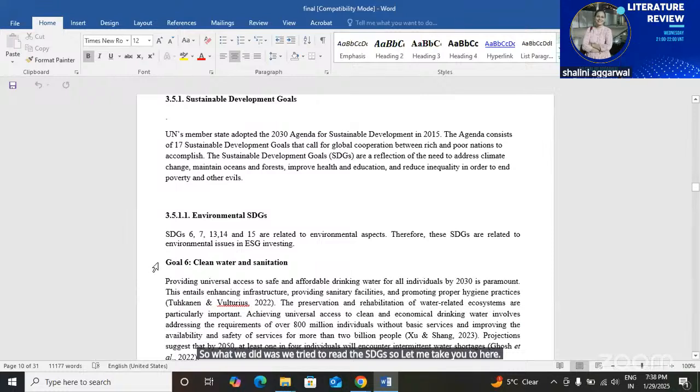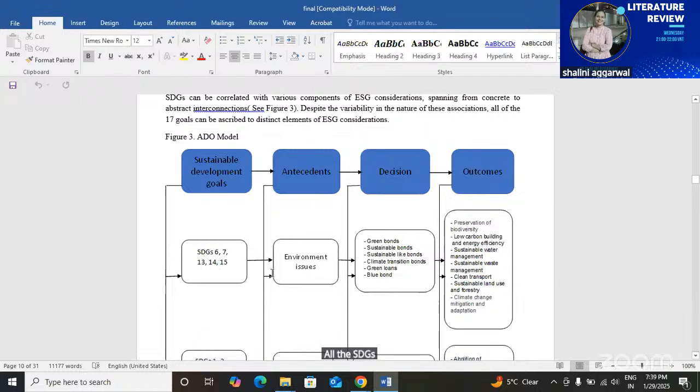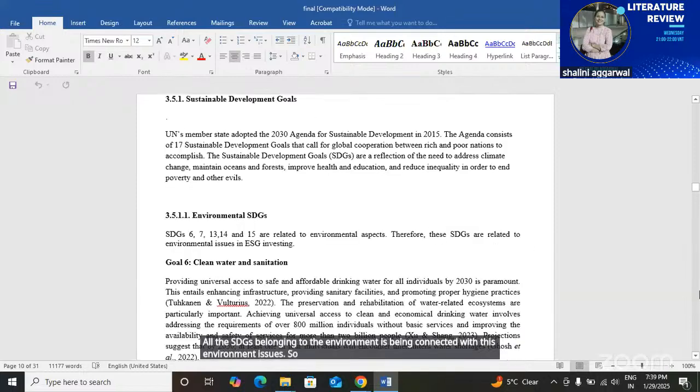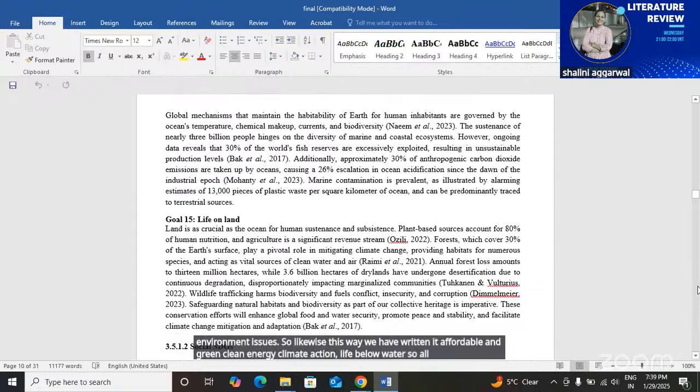Goal 6 of the SDGs is clean water and sanitation, so we connected it with environment. This is our first antecedent, that is environmental issues. All the SDGs belonging to the environment are connected with this environmental issues. Likewise, we have written affordable and clean energy, climate action, life below water. All this is connected to the environment. This whole idea comes with the help of brainstorming.